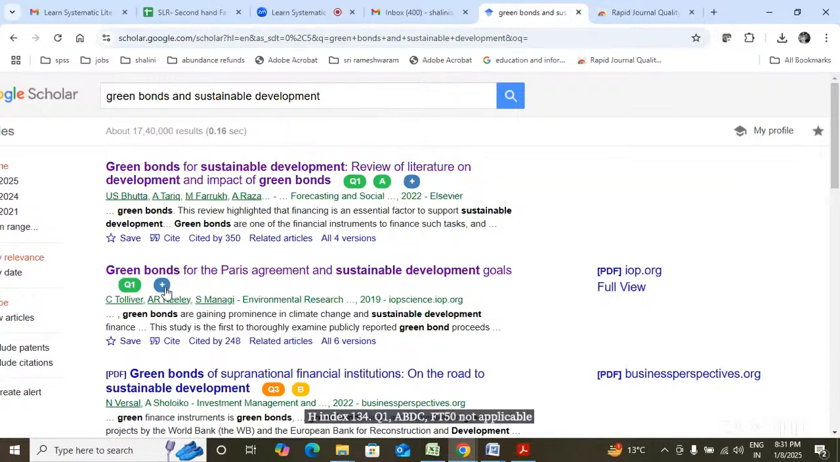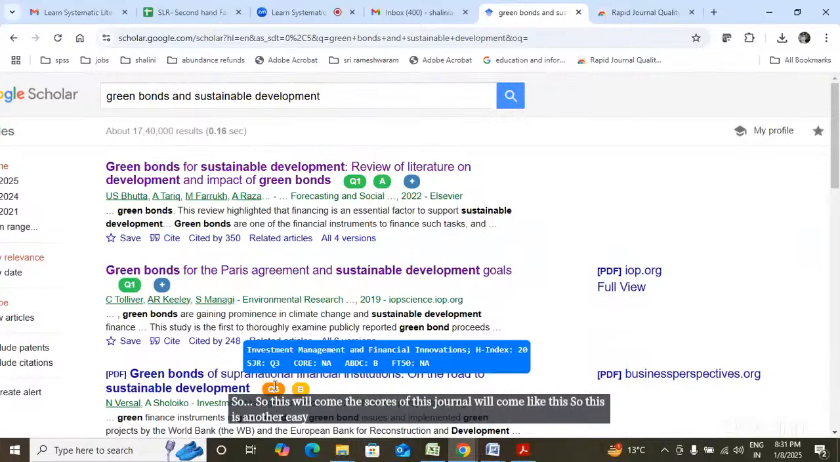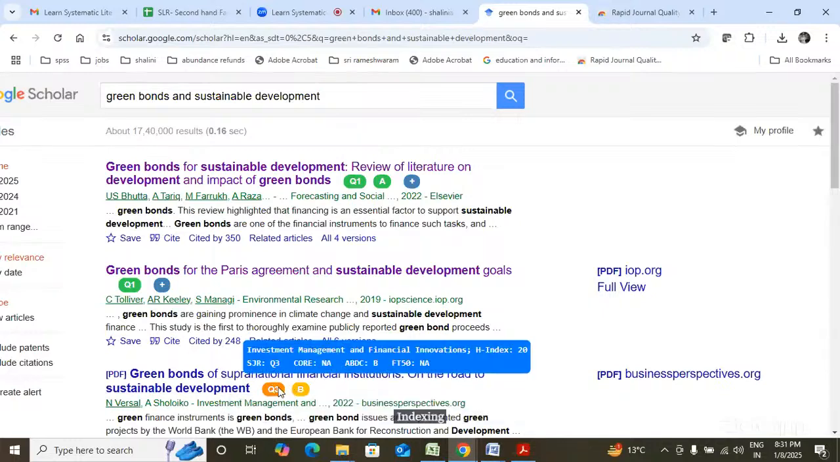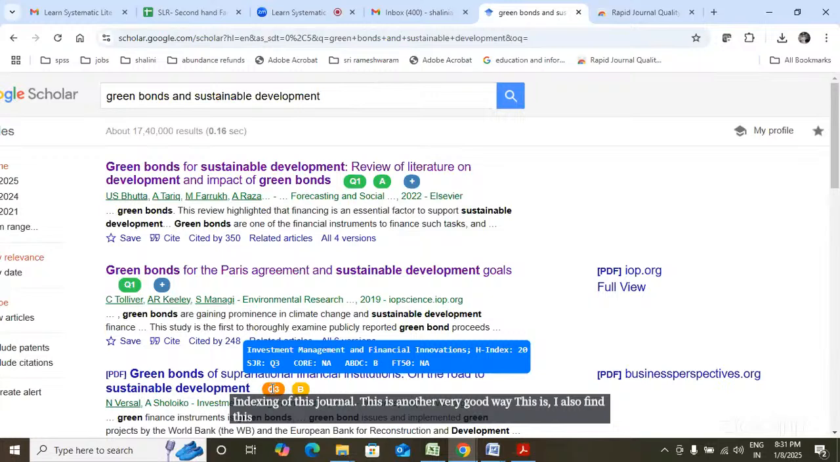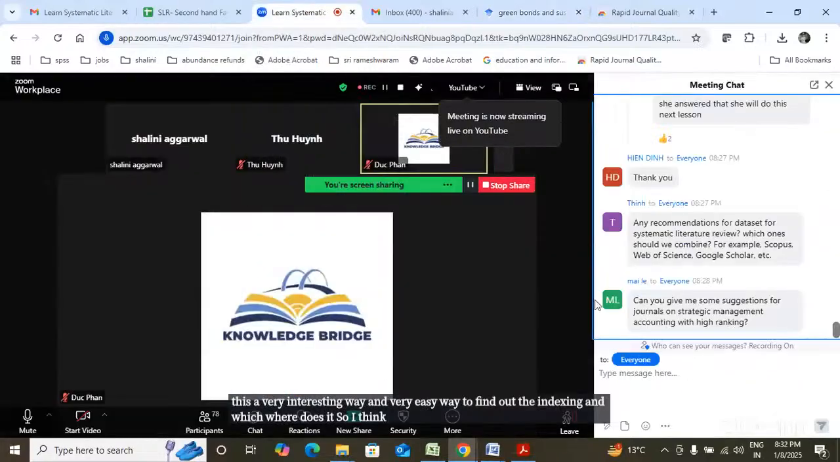So if you go for this, the scores of this journal will come like this. This is another easy way of finding out the indexing of this journal. This is another very good way. I also find this a very interesting and very easy way to find out the indexing and where it stands. I think this will be important for you, right?